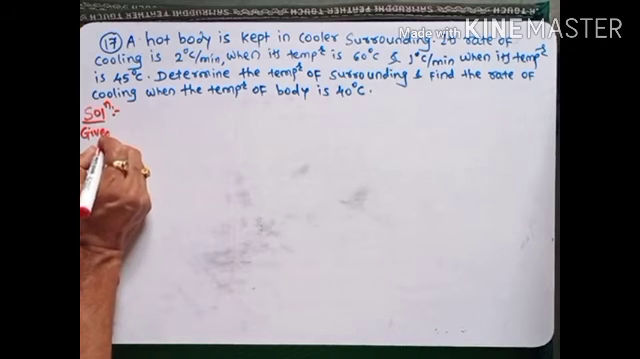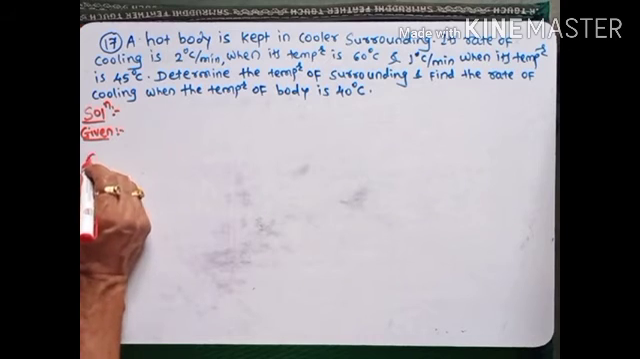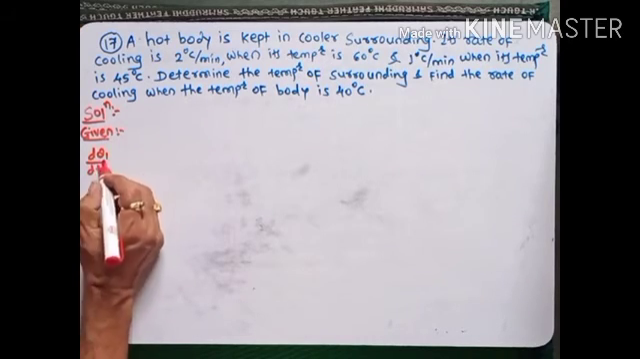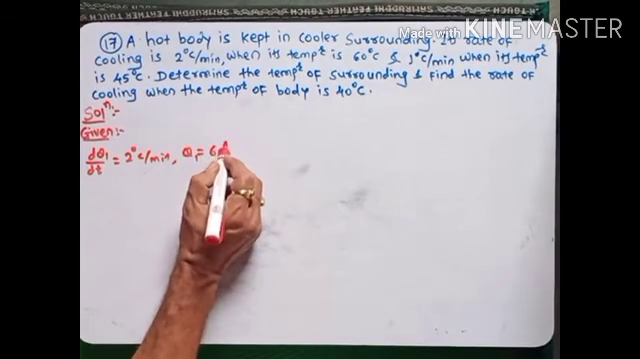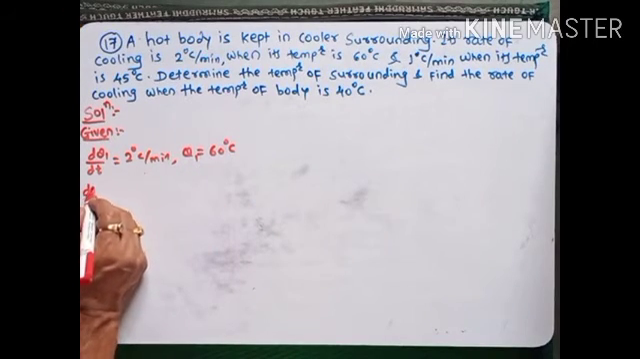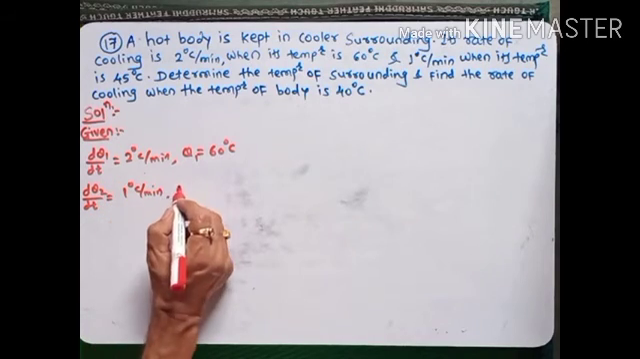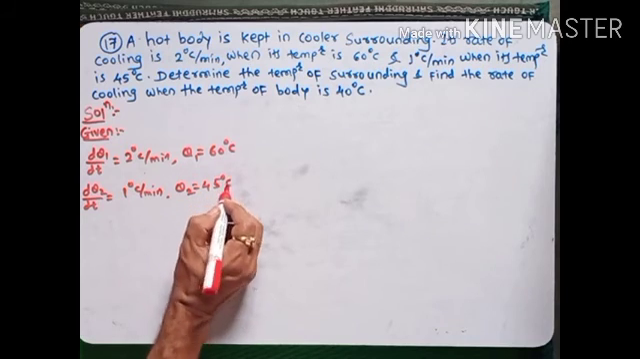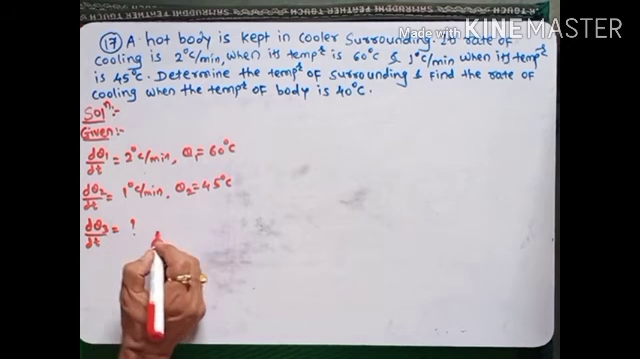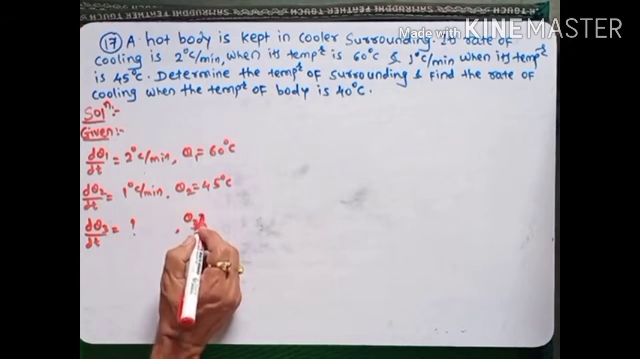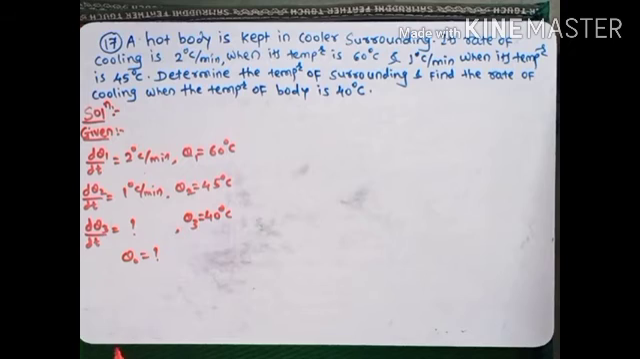In that, first we will write what is given. See here, we have given dθ1/dt equal to 2 degrees centigrade per minute and θ1 equal to 60 degrees centigrade. Now secondly, dθ2/dt equal to 1 degree centigrade per minute, θ2 equal to 45 degrees centigrade, and you are asked dθ3/dt is equal to what? θ3 equal to 40 degrees centigrade. Also θ0 is asked.